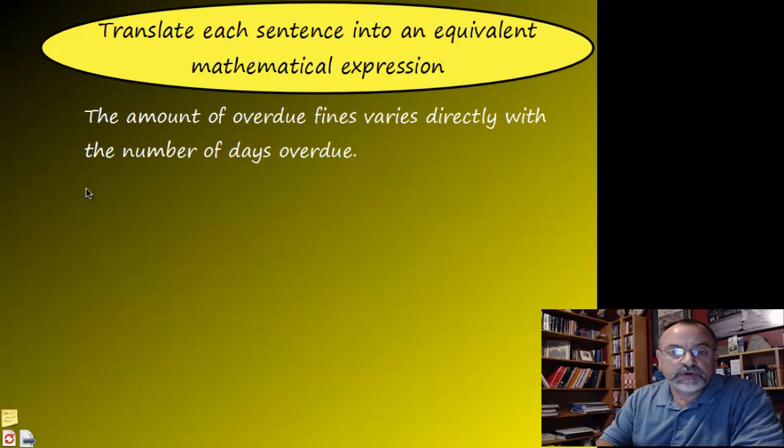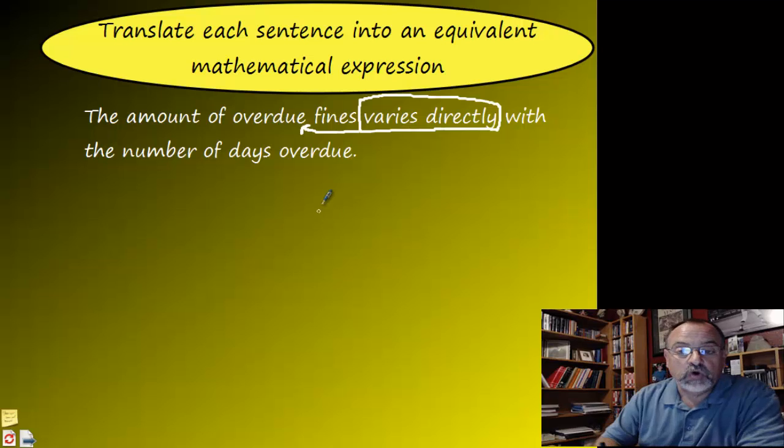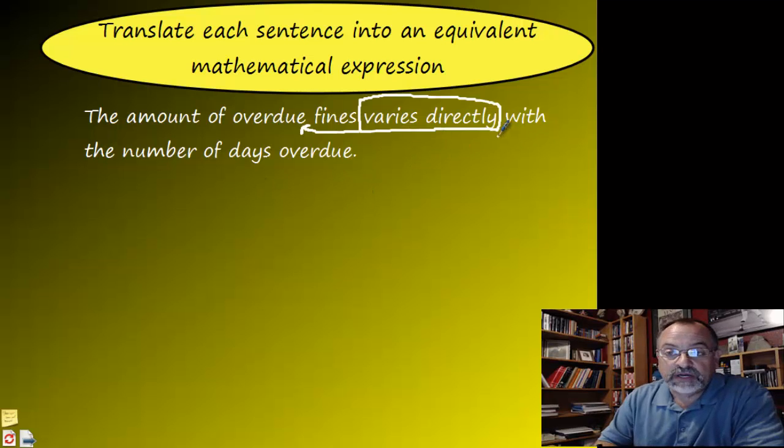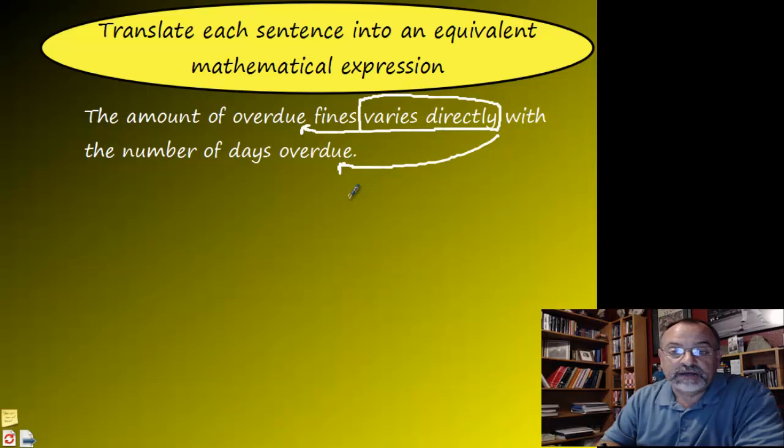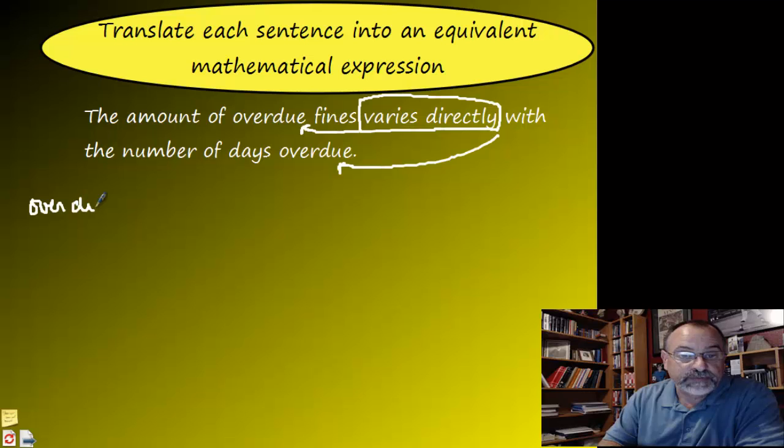So for instance, one of the problems you run into is: the amount of overdue fines varies directly with the number of days overdue. As soon as I see the phrase varies directly, I know that what comes first is going to be my dependent, or my y values, and what comes after is going to be my independent. Now, I'm not given variables, so here's what I have to say. The amount of overdue fines, so we're talking about overdue fines, I'm going to set equal to y, and the days overdue are going to equal my x.